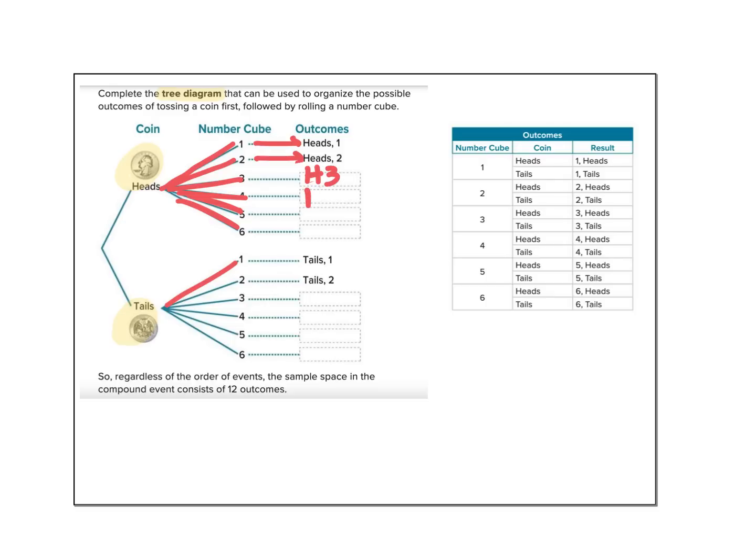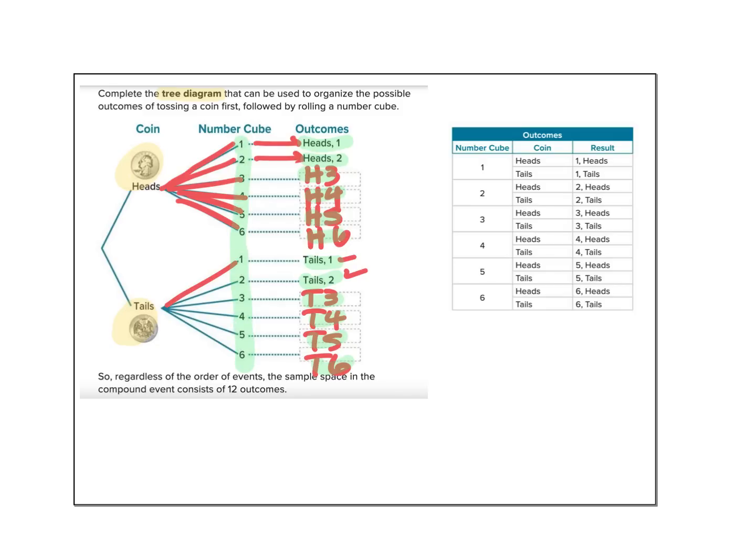I could get a heads and a 3, a heads and a 4, heads and a 5, or a heads and a 6. Same thing down here. They already listed tails and 1, tails and 2, tails and 3, tails 4, tails 5, tails 6. Now to find the total possible outcomes, a little trick is you just count down here. So I have 1, 2, 3, 4, 5, 6, 7, 8, 9, 10, 11, 12. You can also get that number from right there as well.